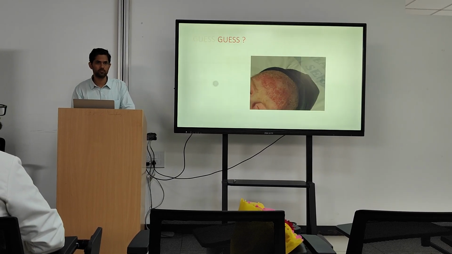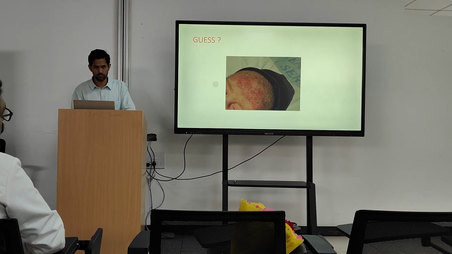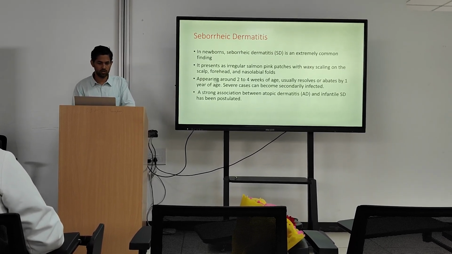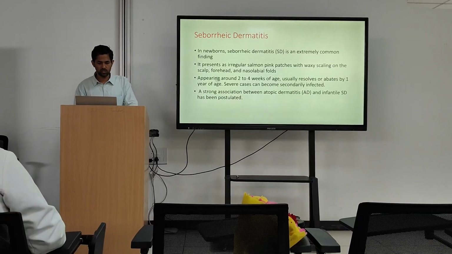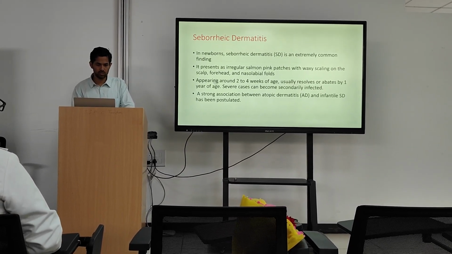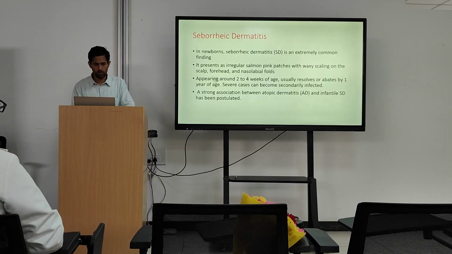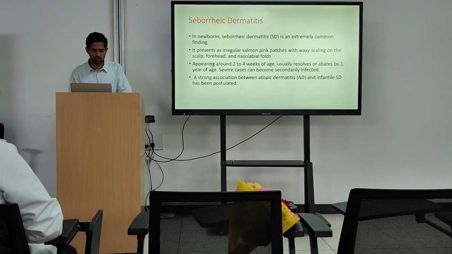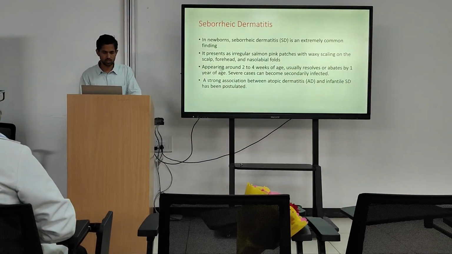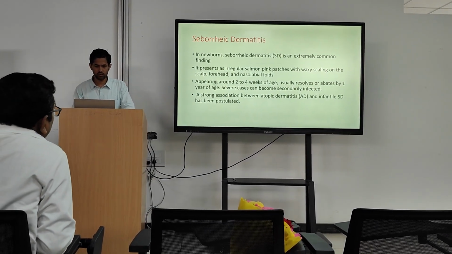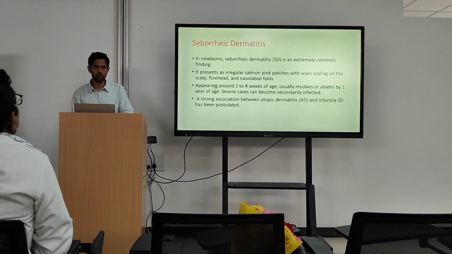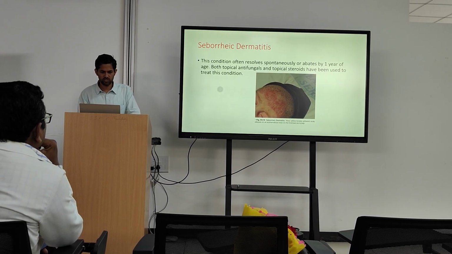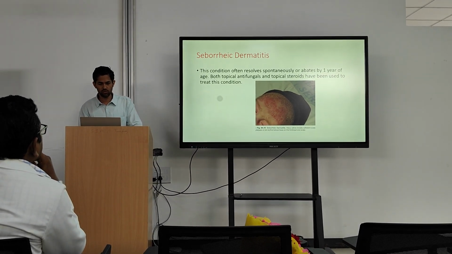What is this? This is seborrheic dermatitis. Newborn seborrheic dermatitis is an extremely common finding. It presents as irregular surmounting patches with waxy scaling on the scalp, forehead and nasolabial folds. Appearing around 2 to 4 weeks of age, it usually resolves or abates by 1 year of age. Severe cases can become secondarily infected. A strong association between atopic dermatitis and infantile seborrheic dermatitis has been postulated. The condition often resolves spontaneously or abates by 1 year of age. Both topical antifungals and topical steroids have been used to treat this condition.